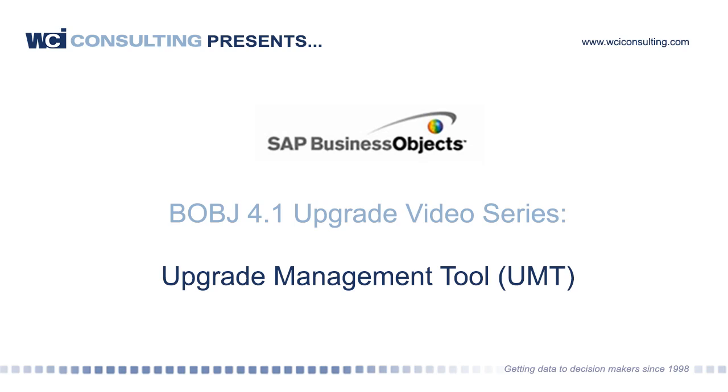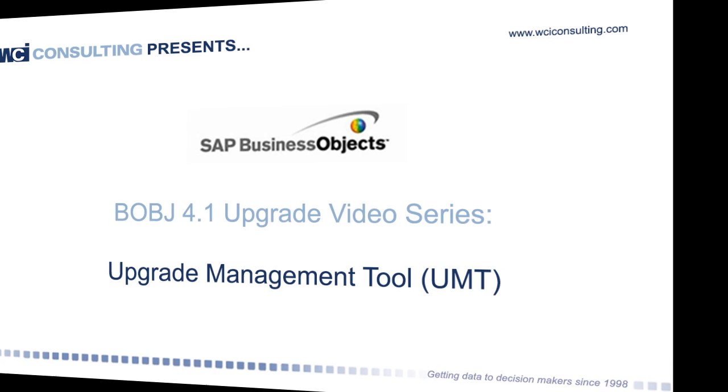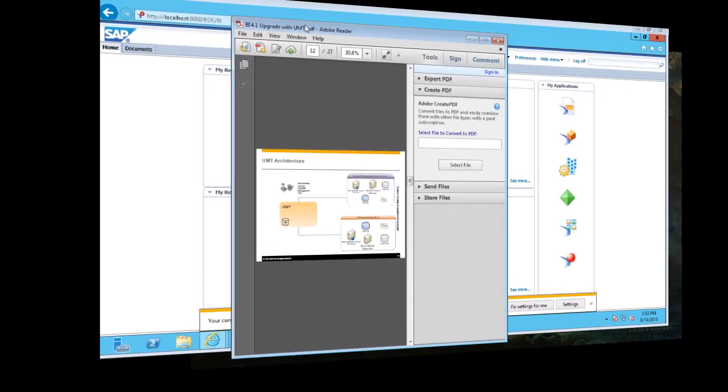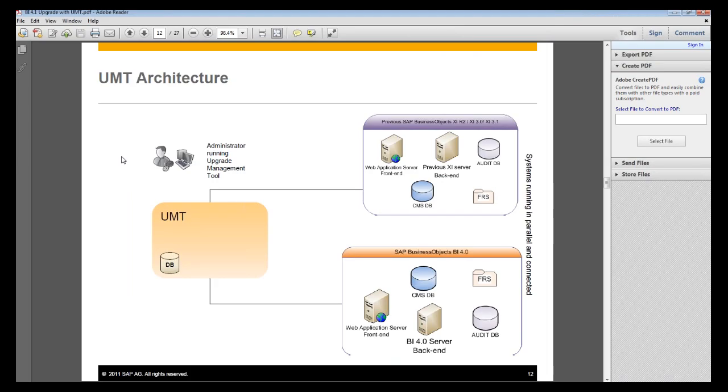Now, the final thing I want to go over today is the Upgrade Management Tool, which has got a significant upgrade in 4.1. This is for when you want to move content from XI R2 to 3.x. This includes universes, promotions, Dashboard Designer reports, Explorer view sheets, anything like that. This is the tool that you will use as an administrator to migrate that content.